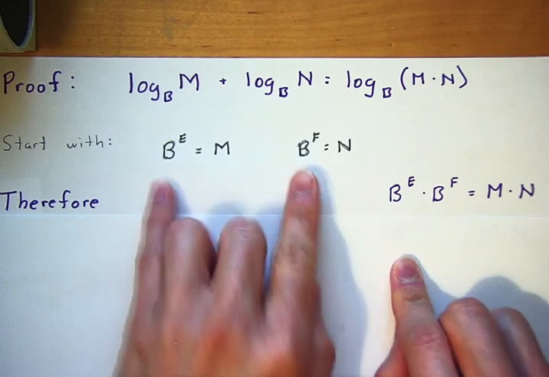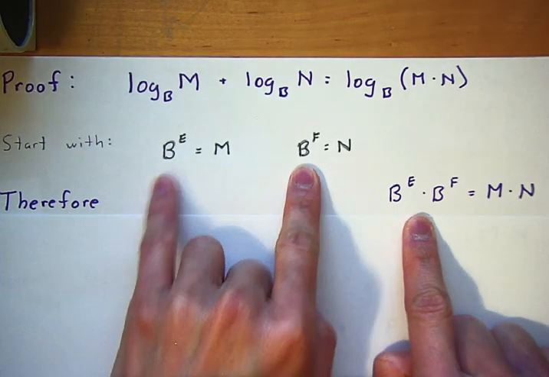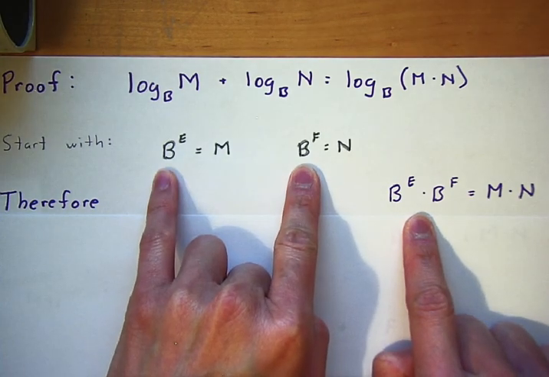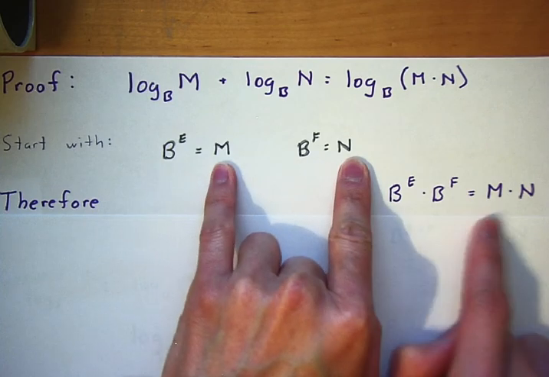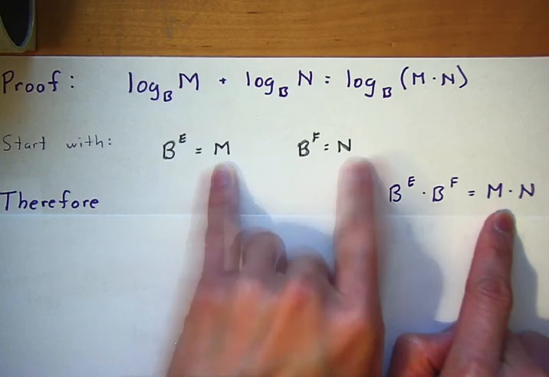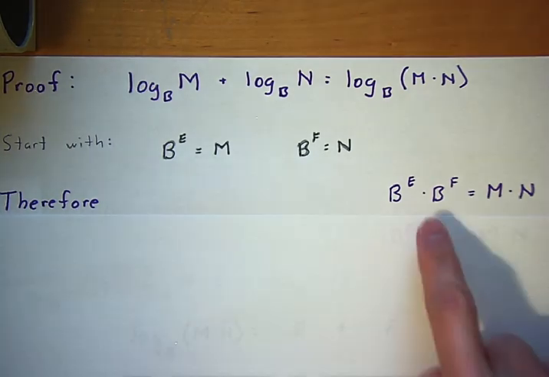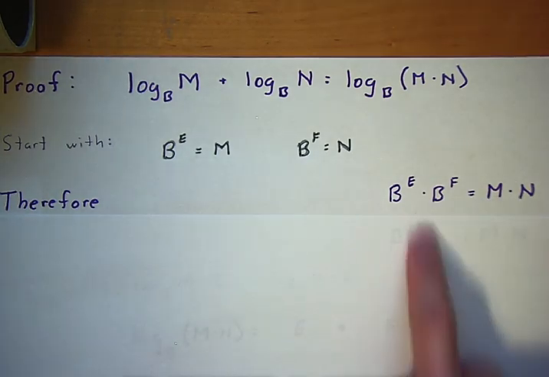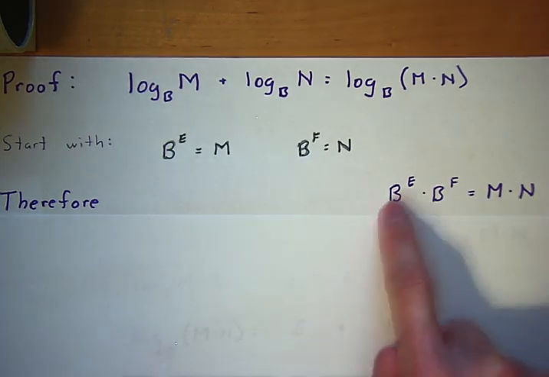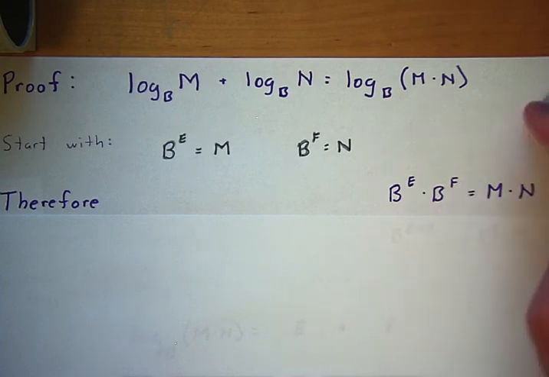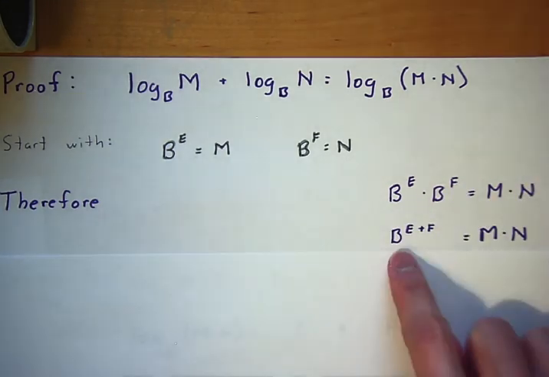So B to the E times B to the F is equal to M times N. And I got this from there. Okay, let's simplify this using our laws of exponents. B to the E times B to the F is equal to B to the E plus F.